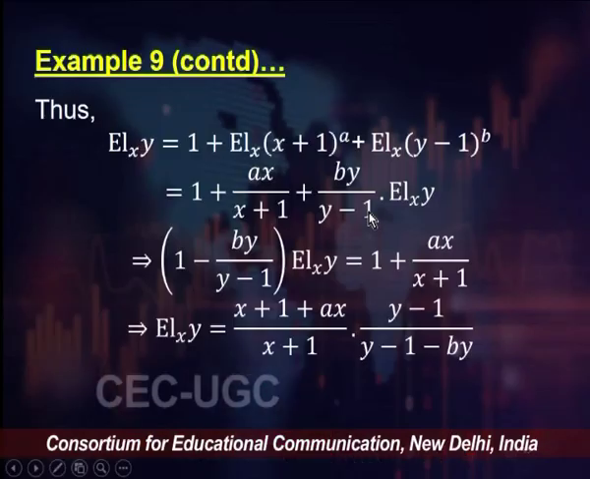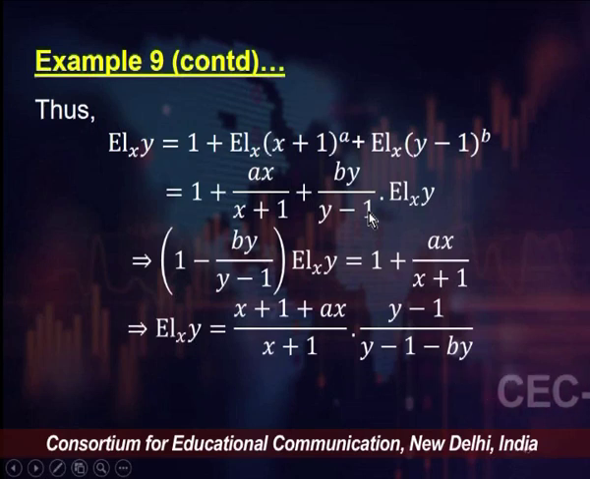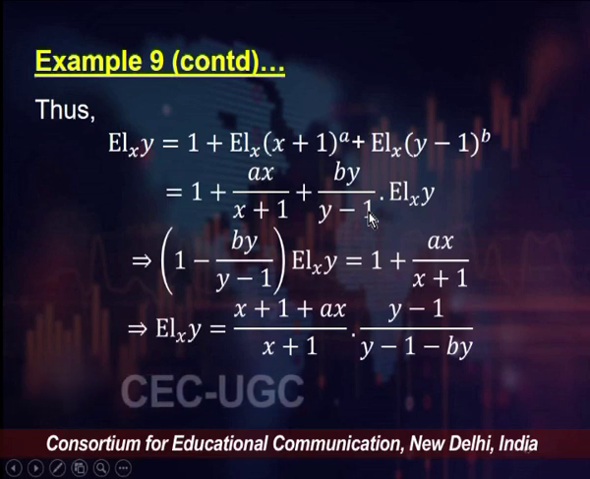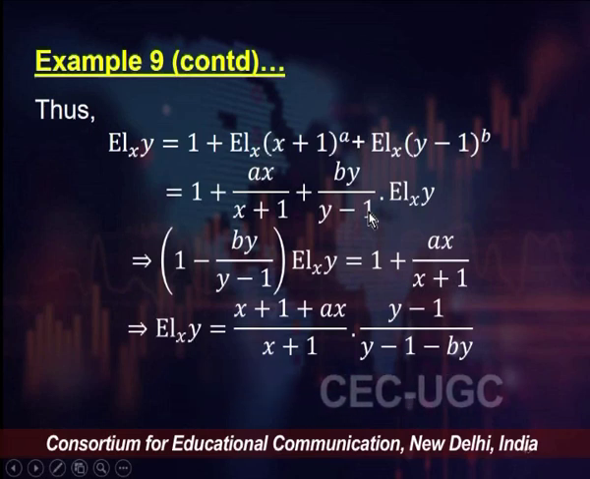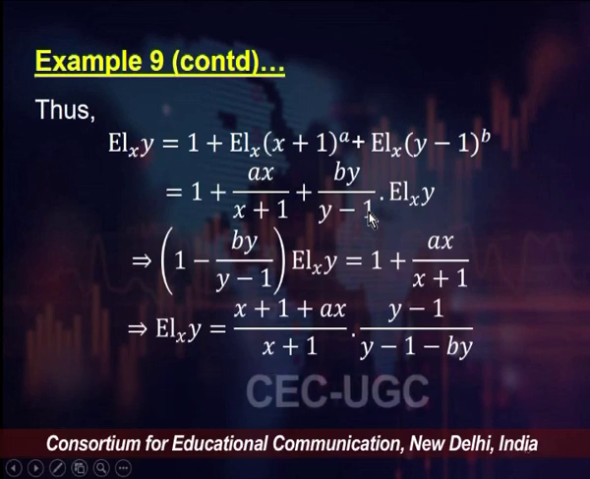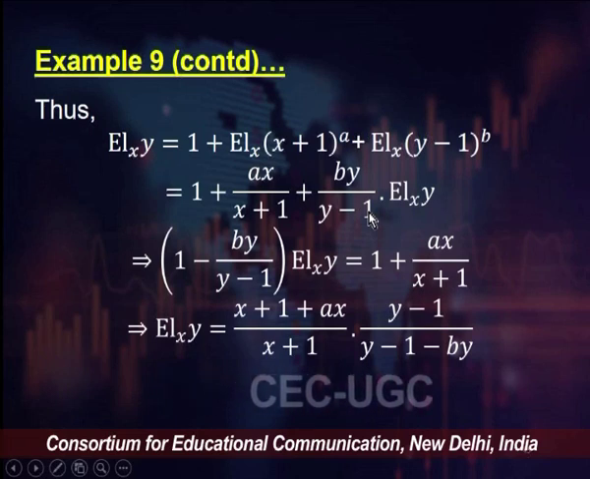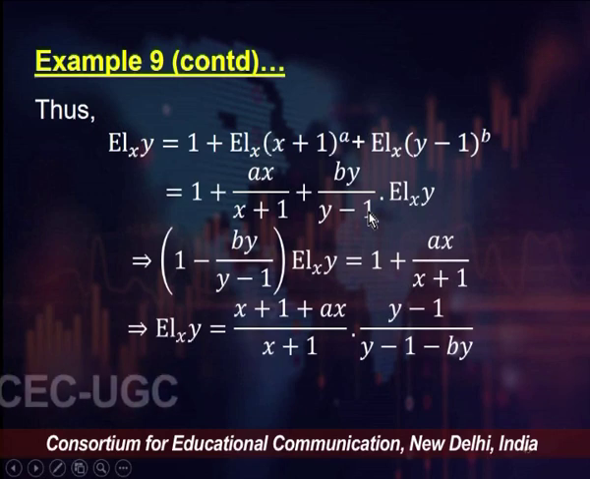And now, let's bring all these results together. The elasticity of y with respect to x is 1 plus a times x divided by x plus 1 plus b times y divided by y minus 1 times elasticity of y with respect to x, and we collect the terms with elasticity of y with respect to x and get this expression here. And once we solve for the elasticity of y with respect to x, we get this expression, which is x plus 1 plus ax divided by x plus 1 times y minus 1 divided by y minus 1 minus b times y, and this is our final answer.